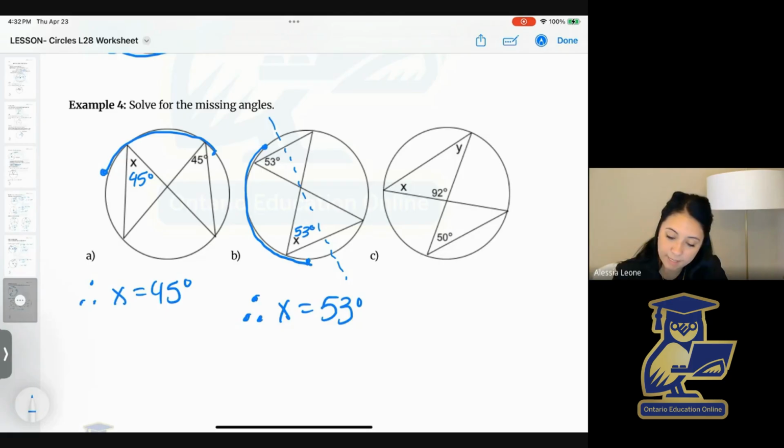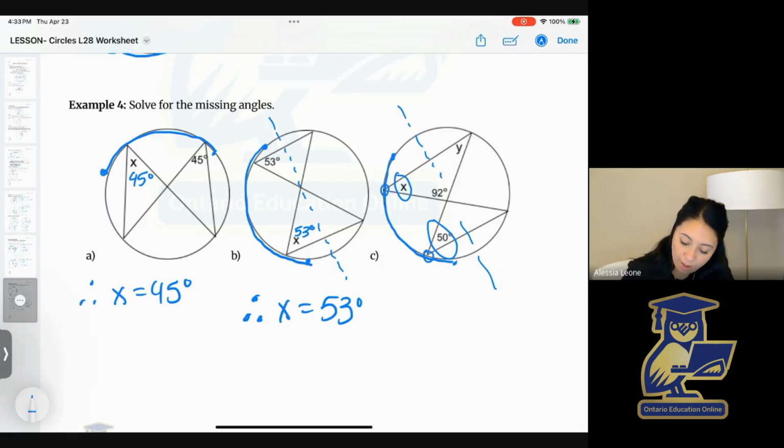Now over here, it's asking for x and y. So we need to start by finding something. We need to find x or y first. So if we look at this circle, you can see, again, split this in half, x would be the same as 50 because it's on the same arc. They're the same angles. So we know x is 50.